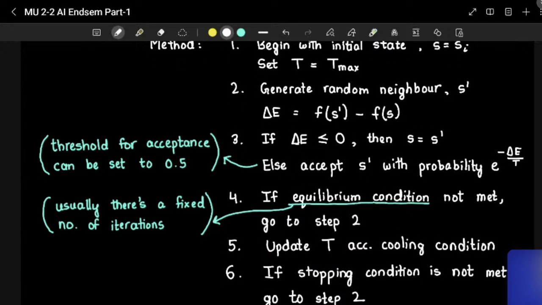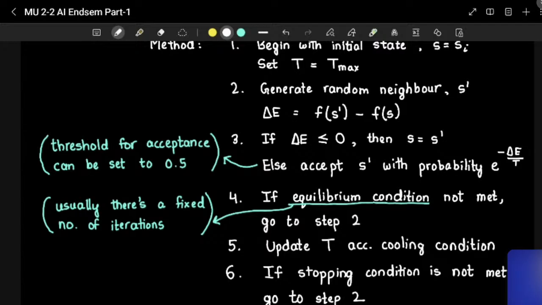So how do we allow worse moves? If delta E is positive, then we accept the neighbor with a certain probability. In the example given in the slides, I think they've kept a threshold. If the probability is more than 0.5, accept it. If it is less than that, don't accept it. You can follow this threshold thing.